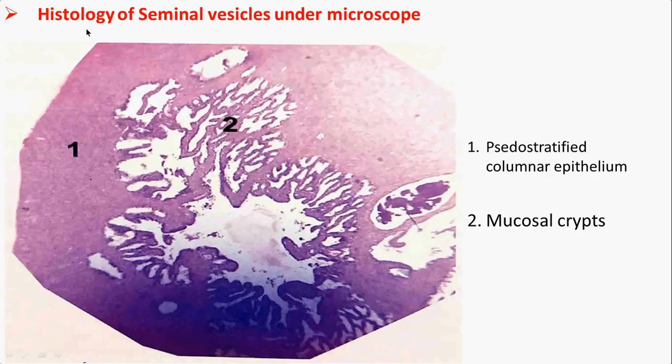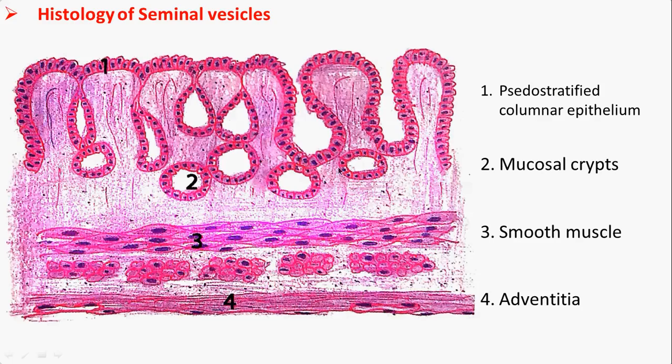Under the microscope, the seminal vesicle can be seen like this. You have to identify these folds. These folds are all about the mucosal crypts, and this is the pseudo-stratified columnar epithelium. Like this you can see under the microscope. This is a figure you can draw in your journal, and it is also given in your journal.